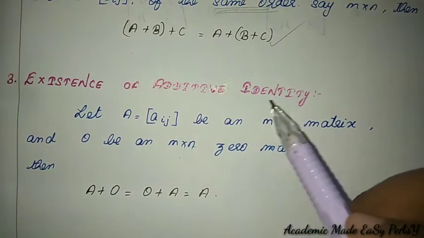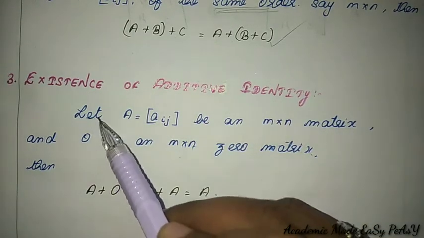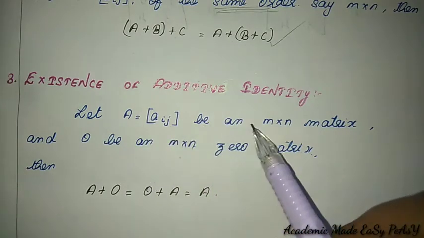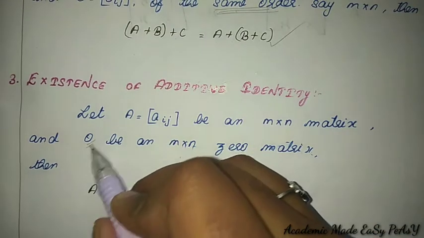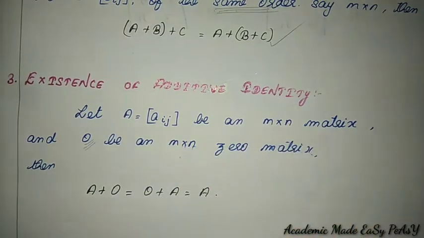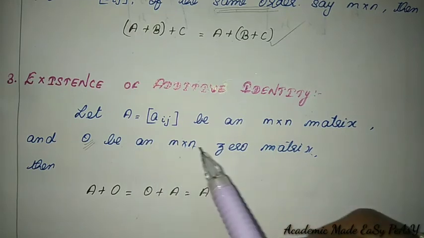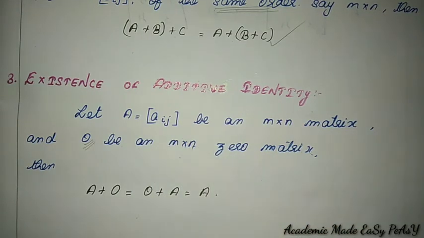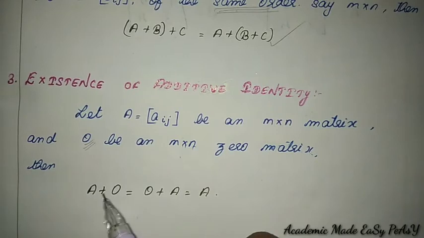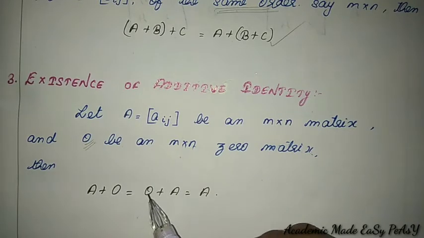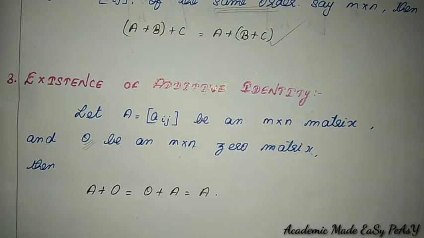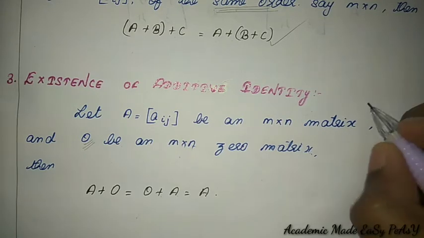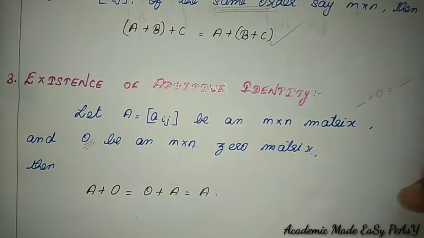Existence of additive identity. Here let A = [aij] be an m by n matrix, and let O be the m by n zero matrix. See, always this O represents the zero matrix. Then matrix A plus the zero matrix is equal to the zero matrix plus A, which is equal to matrix A itself. So this is the additive identity. In lower classes we have learned that some number plus 0 is equal to the same number, isn't it?